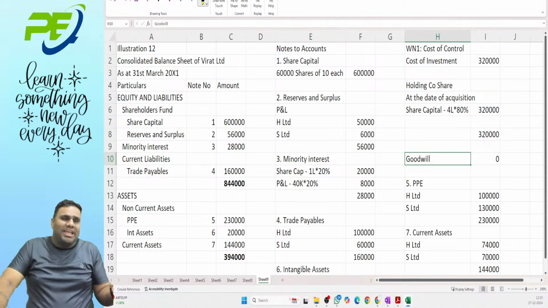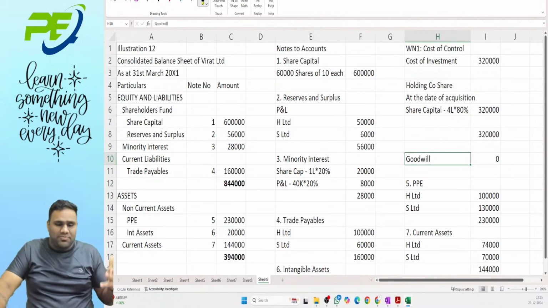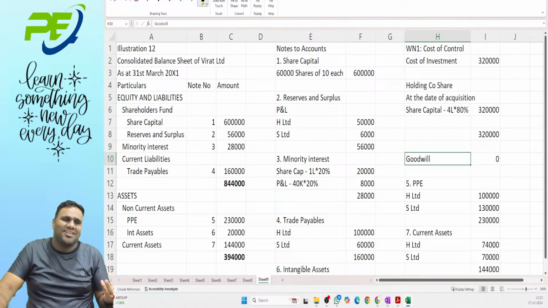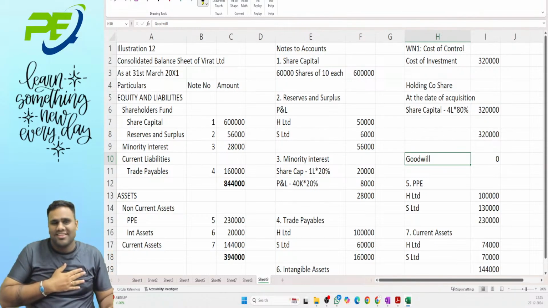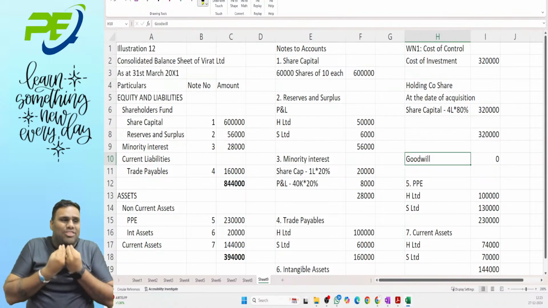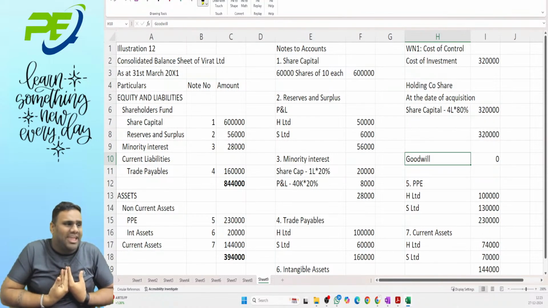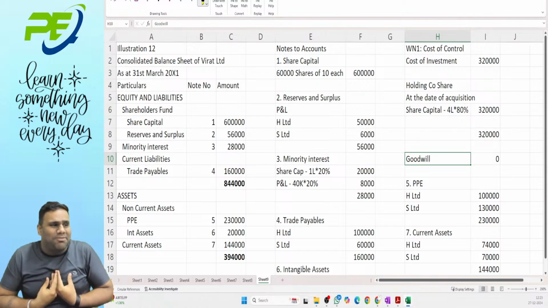And what can be simpler than this problem? Eh? 80% is only held by holding company. Minority interest will be.